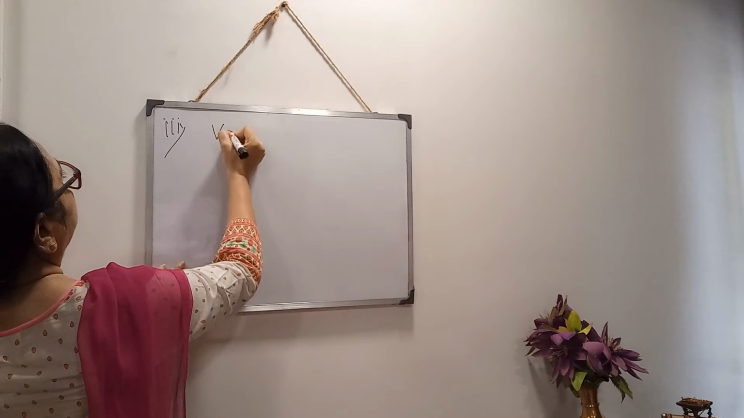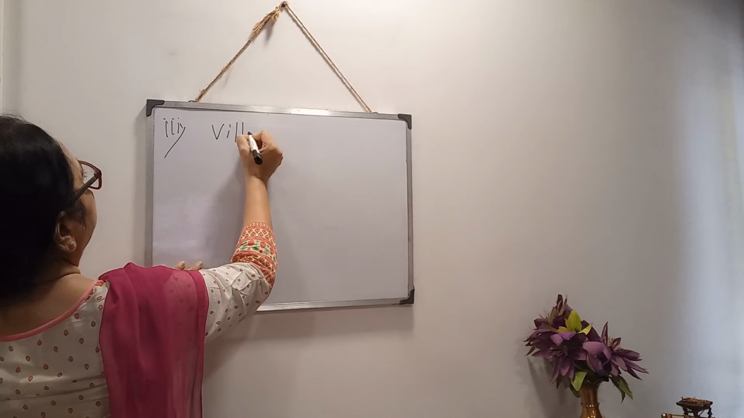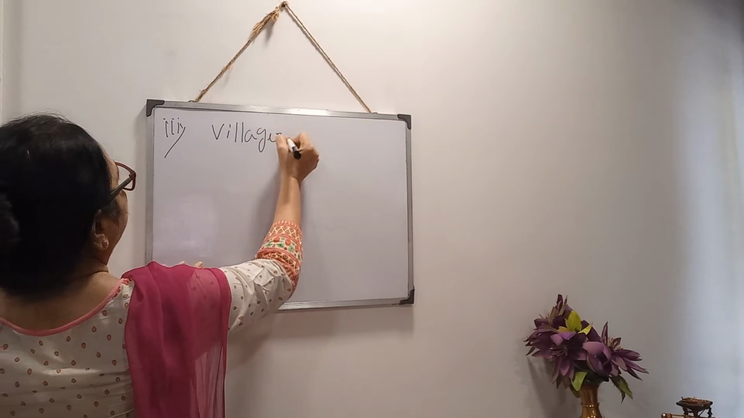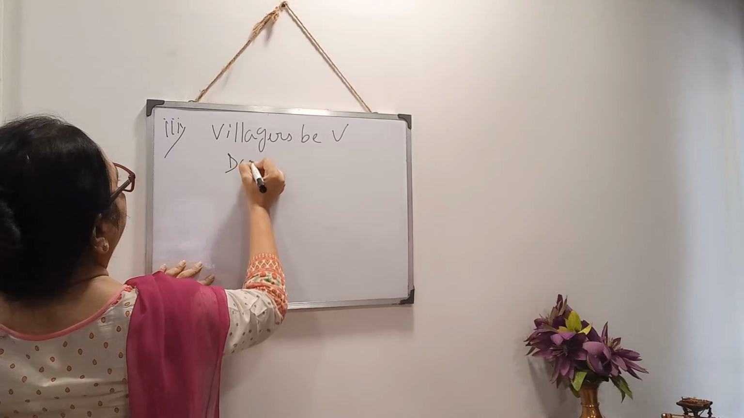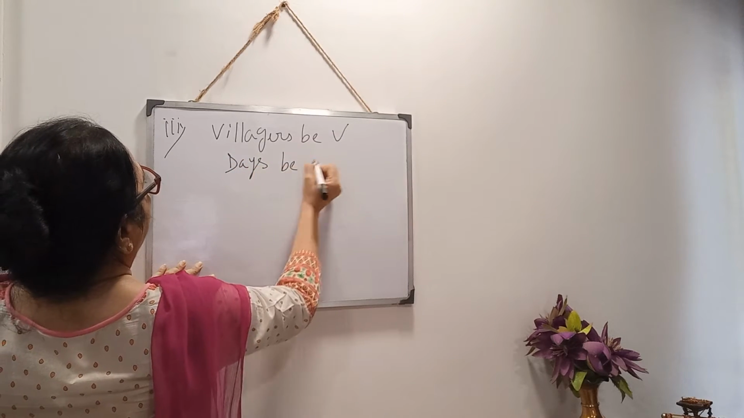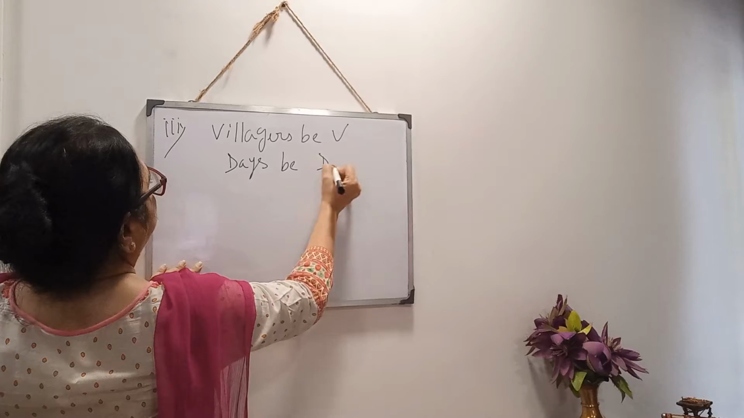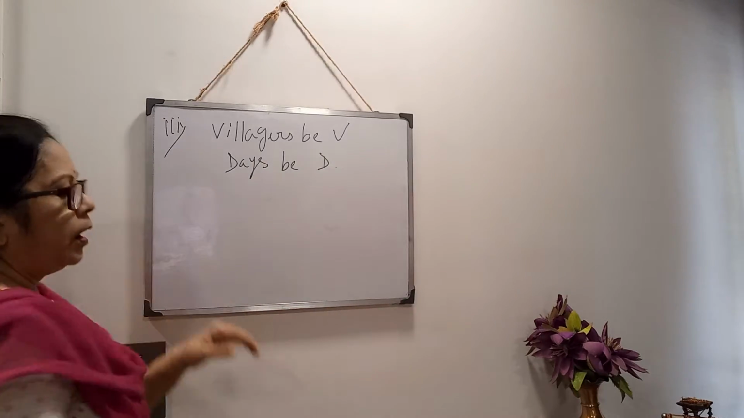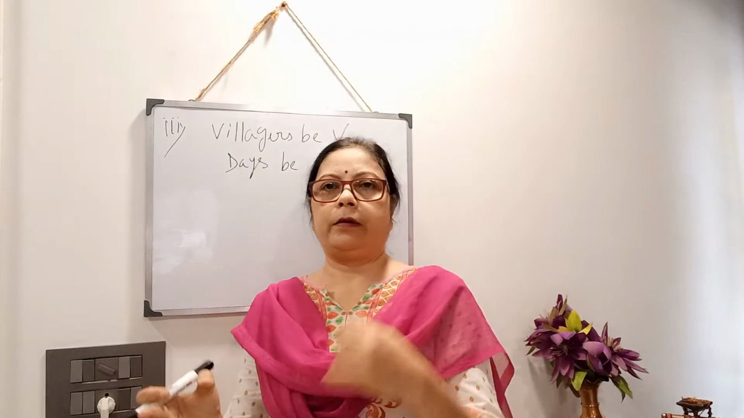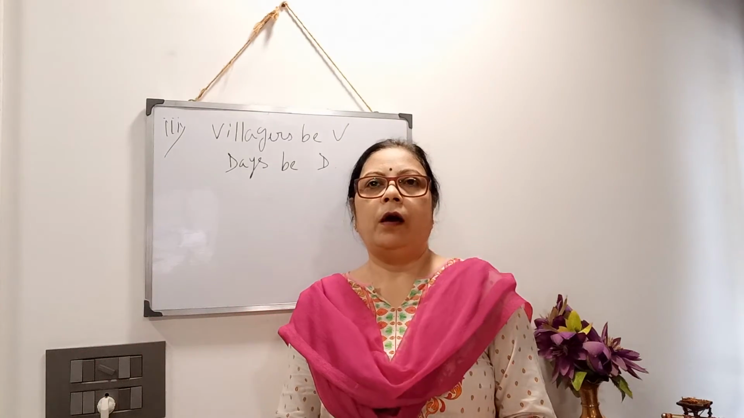So villagers may be denoted by V or M. Villagers V and days D. Now you have to find out the relation. Now villagers and days, how are they related?